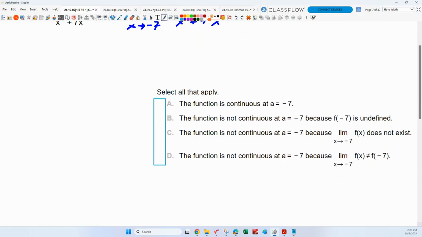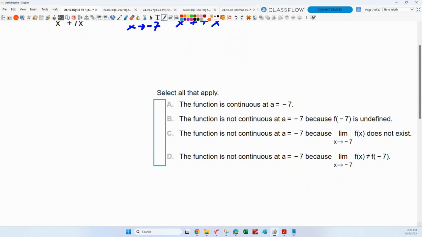We already know pretty much everything we need to know here. It's a vertical asymptote, right? And so what do we know about this? Which of these are going to apply? The first one obviously does not apply. Does B apply? The function is not continuous at -7 because f of -7 is undefined. Yeah, that's true. The function is not continuous at -7 because the limit does not exist. That's true, right? Why doesn't the limit exist?